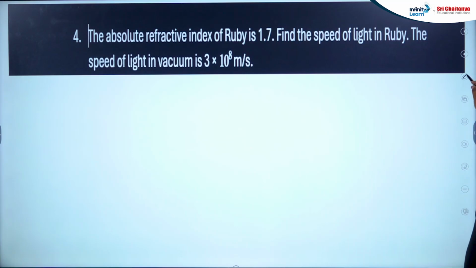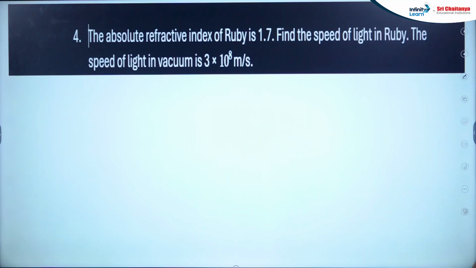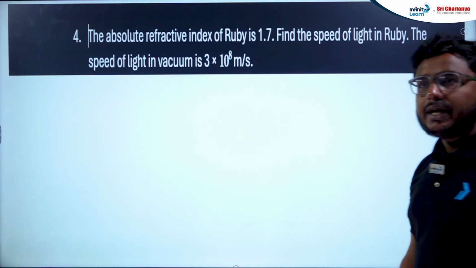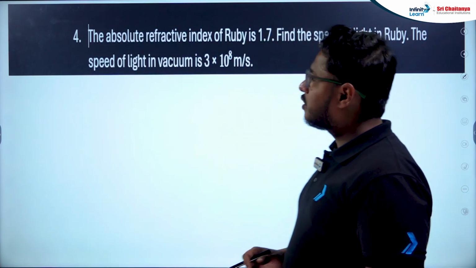The absolute refractive index of ruby is 1.7. Find the speed of light in ruby. The speed of light in vacuum is given to you as 3 into 10 to the power 8 meter per second. So class, how can we solve this question?